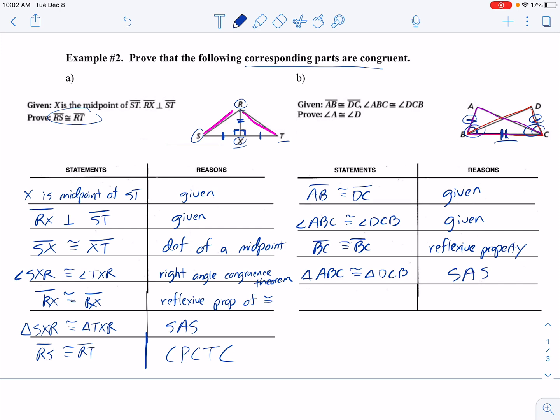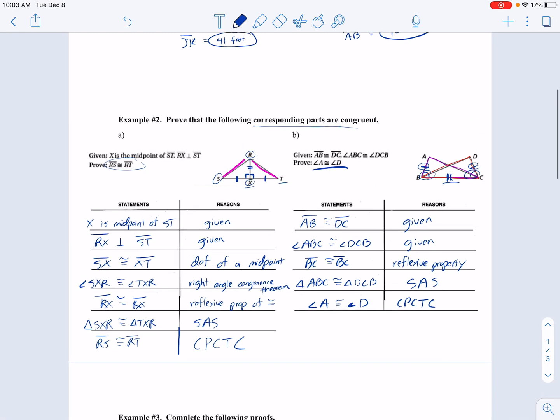And then all the corresponding parts are congruent, which includes A being congruent to D. A is congruent to D by CPCTC. Corresponding parts of congruent triangles are congruent.